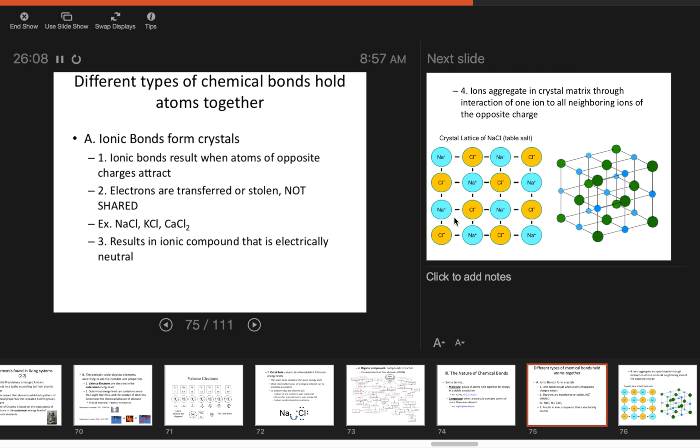So there are different types of chemical bonds that hold atoms together, and the first one I want to talk about is ionic bonds. And ionic bonds, when they form, they tend to form crystals. So it's usually a non-metal bonded to a metal, or I should say metal bonded to a non-metal. So some examples: table salt, NaCl, I have a metal bonded to a non-metal.